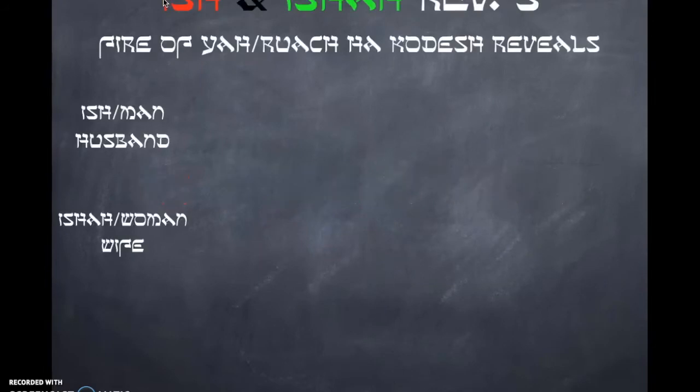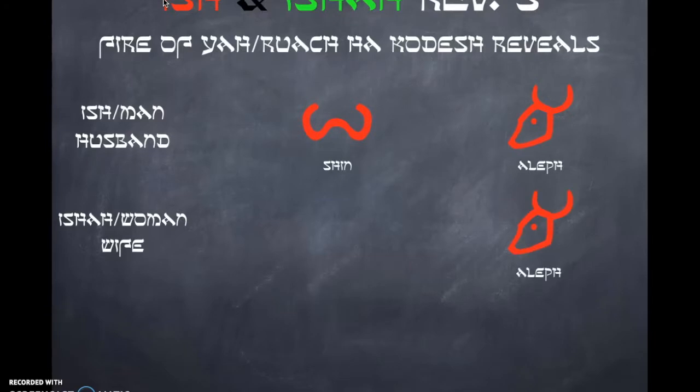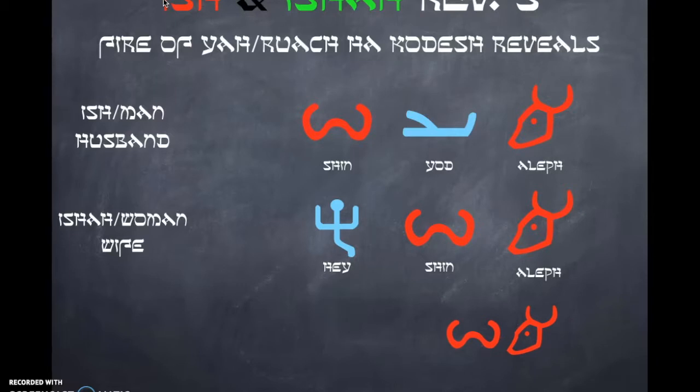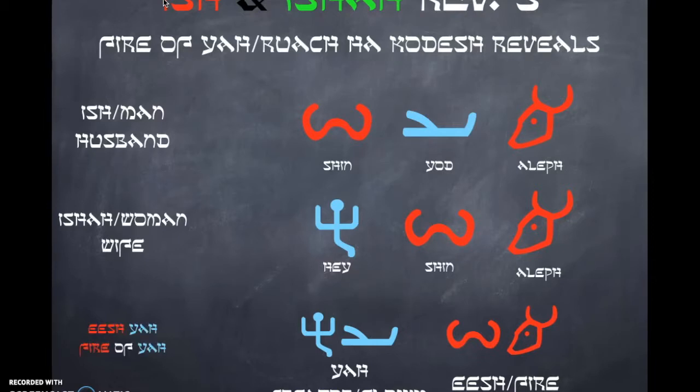Revelation 5. The fire of Yah, Ruach HaKodesh reveals. Check this out. You have Aleph, you have Sheen, that's fire. Then we have Yod, and we have Hey. Yod and Hey is Yah. So we have Aleph and Sheen, that's Ish, fire. Yod and Hey is Yah, the creator. Ish Yah, or fire of Yah, is the Ruach HaKodesh, the set apart spirit. So when man and woman become one, not only do they reveal Yah, but if they don't have Yah, they reveal fire. But when you merge it together, they reveal the Ish Yah, the fire of Yah, which is the Ruach HaKodesh, the set apart spirit.